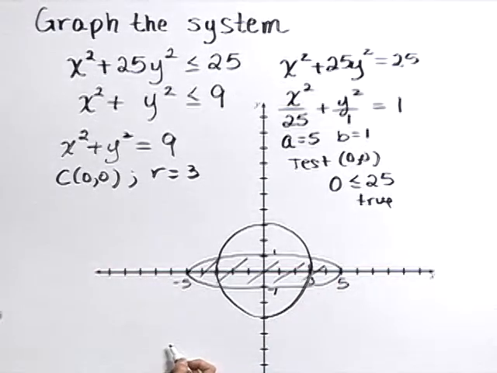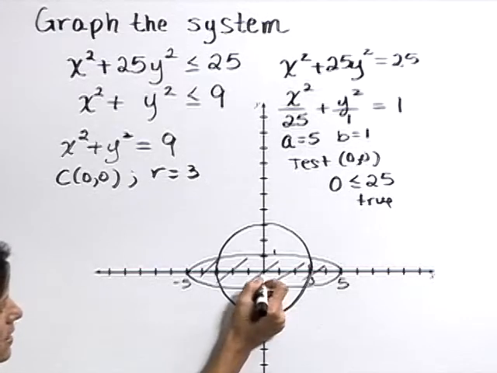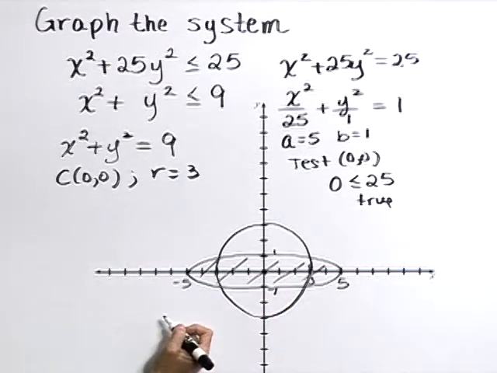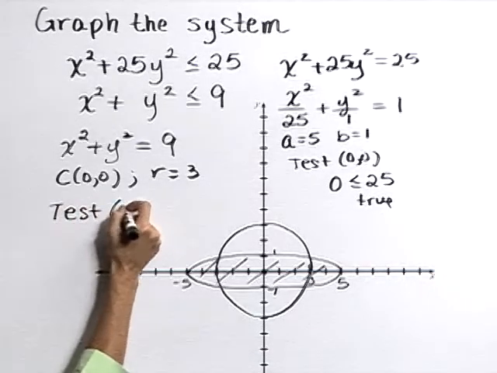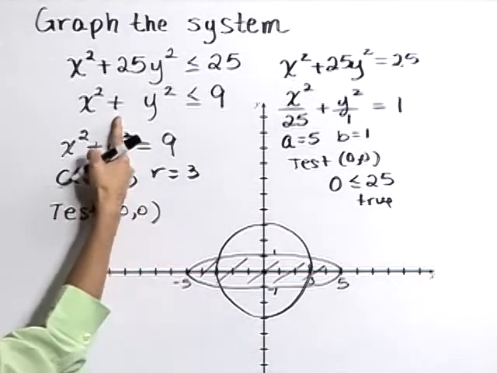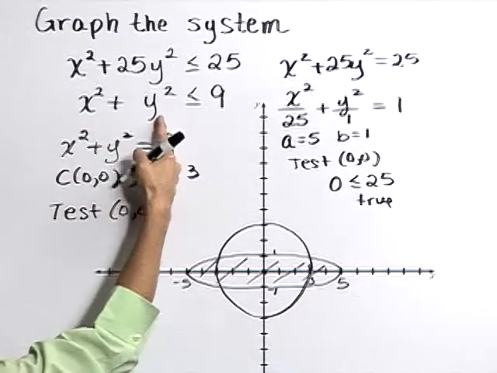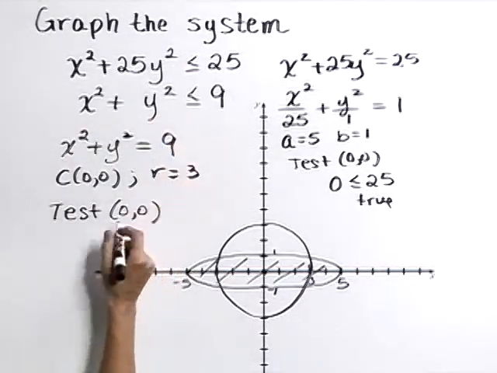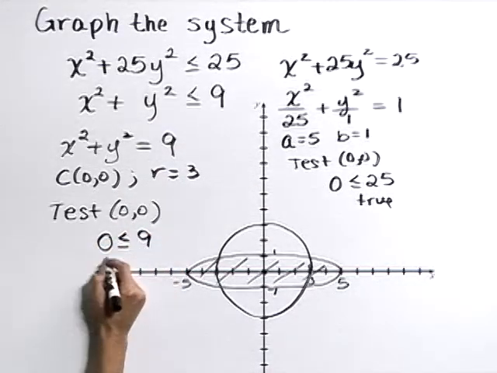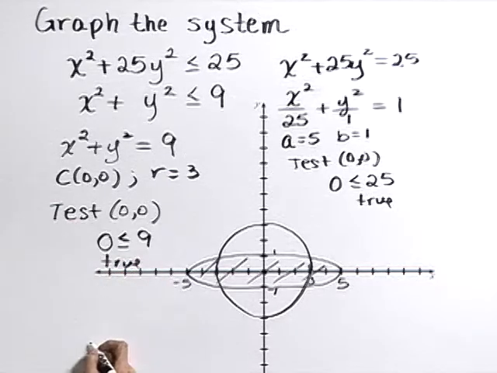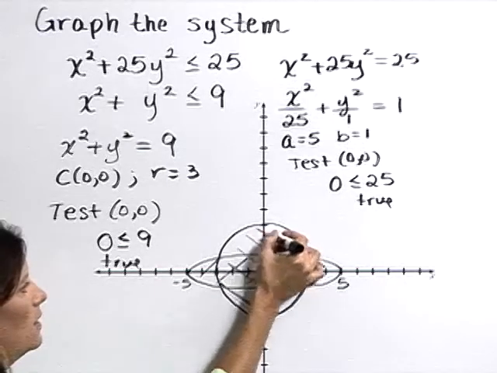Let's choose a test point so we can determine whether to shade inside or outside that circle. Again, let's choose the origin as a test point. So we'll test 0, 0 in the inequality statement. So is 0 squared plus 0 squared less than or equal to 9? In other words, is 0 less than or equal to 9? It sure is. That is a true statement. Therefore, we're going to shade inside the circle.